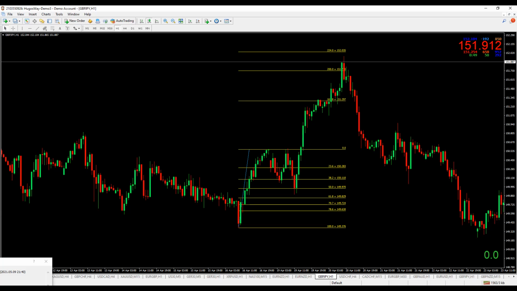I obviously just posted some Fibonacci levels on the Telegram group. Let's just quickly go there.